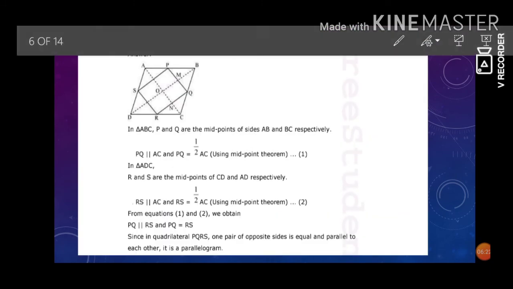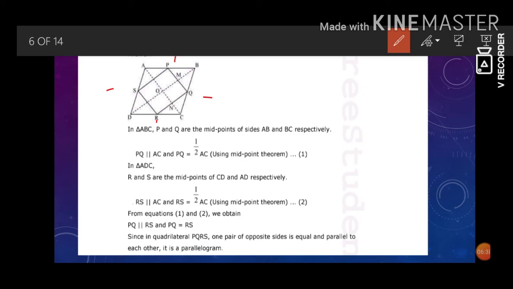So the diagram is like this. You can see ABCD is a rhombus. The midpoints are P, Q, R and S, and they will form a rectangle. So let us see how to prove.